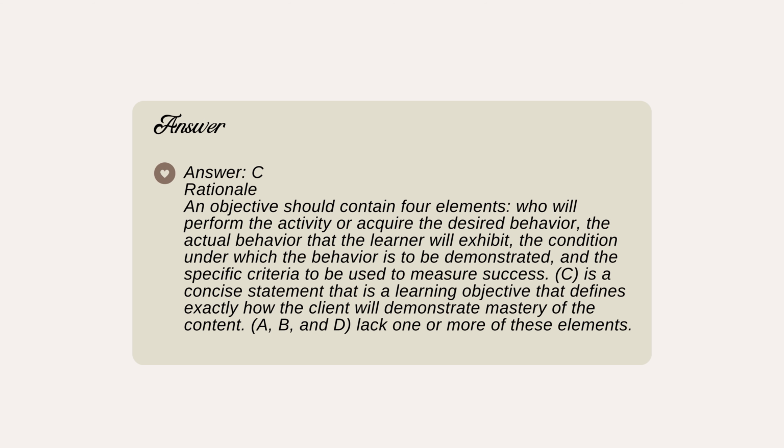Answer: C. Rationale. An objective should contain 4 elements: who will perform the activity or acquire the desired behavior, the actual behavior that the learner will exhibit, the condition under which the behavior is to be demonstrated, and the specific criteria to be used to measure success. C is a concise statement that is a learning objective that defines exactly how the client will demonstrate mastery of the content. A, B, and D lack one or more of these elements.